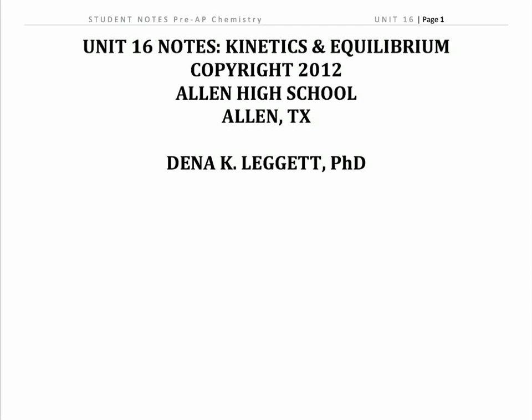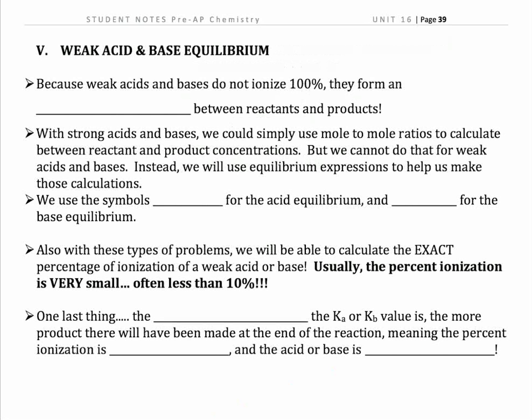Hi, and welcome back. We are talking about equilibrium systems, or equilibria systems, and we're going to apply that concept to acids and bases. Now, strong acids and bases ionize 100%. We use that single arrow. Weak acids and bases ionize less than 100%.